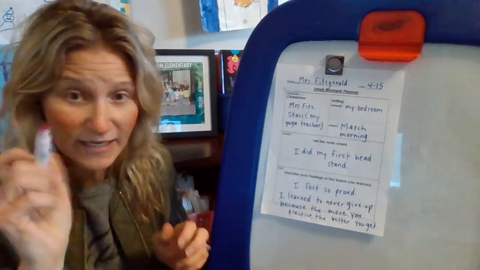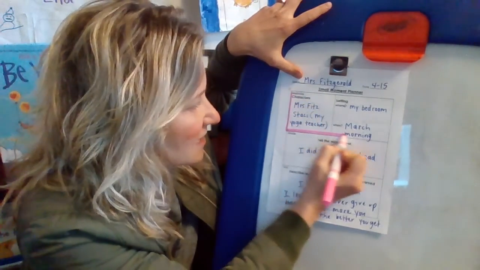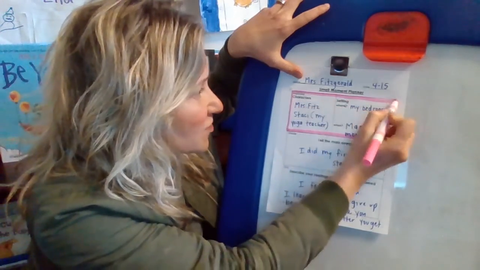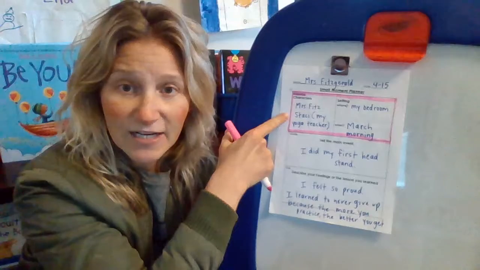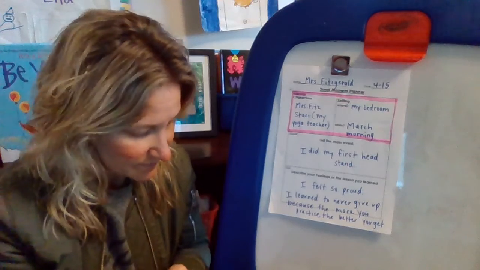The first thing that I want you to do is get a highlighter and actually highlight the first top box. This first box is going to be our beginning. Good writers always include the characters and the setting in the beginning of their stories.